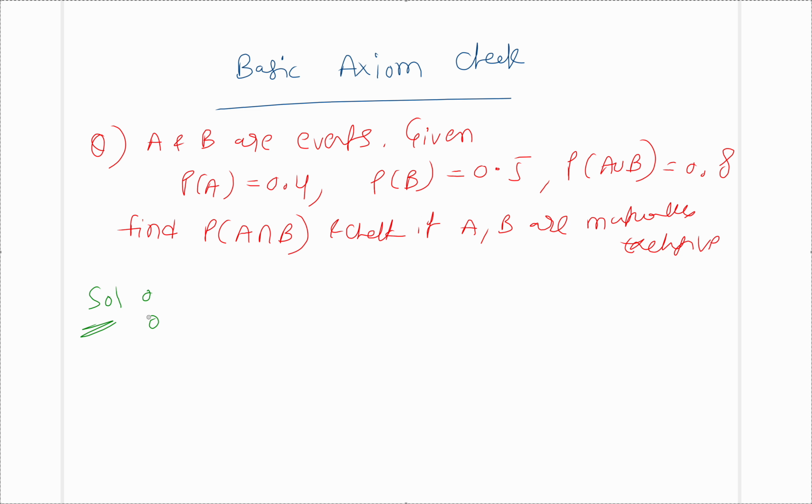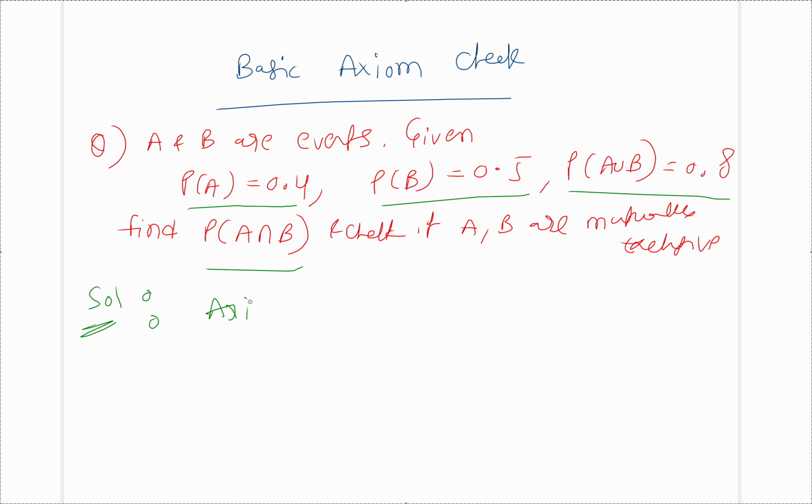Hi everyone, we have to find the solution using axiomatic probability. As given in the question, probability of A is equal to 0.4, probability of B is equal to 0.5. Then probability of A union B is equal to 0.8. Find probability of A intersection B.